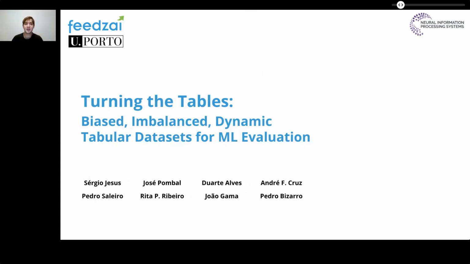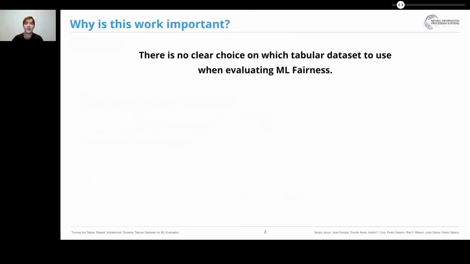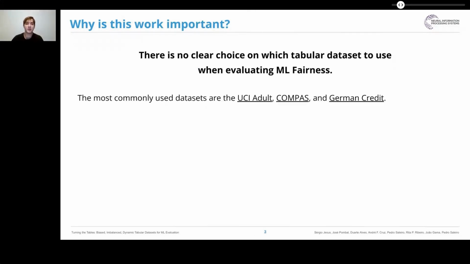Hello, my name is Sergio and I'll be presenting Turning the Tables, Biased and Balanced Dynamic Tabular Datasets for ML Evaluation. When it comes to evaluating fairness in machine learning, there is no clear choice on which tabular dataset to use. Most commonly used datasets in the literature are the UCI Adult, Compass, and German credit datasets.